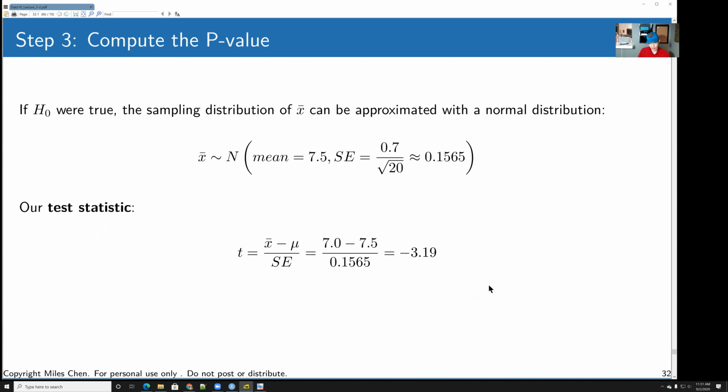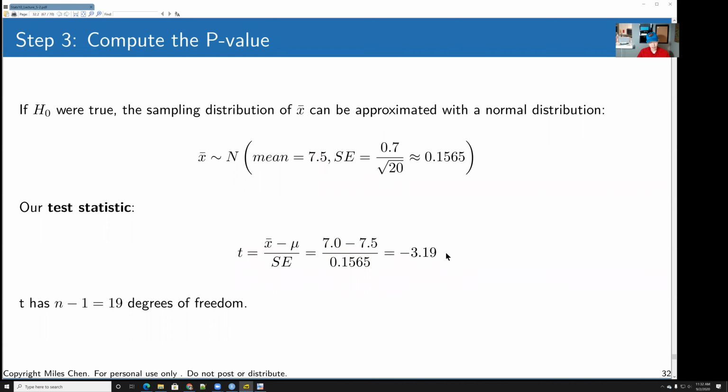Maybe the next part is going to be the part that feels a little bit strangest here. I'm going to get a test statistic, and I'm going to call it t. We calculate it the same way we find a z-score, but we call it t because we're going to use the t distribution instead of the normal distribution. We do x bar, the value that we've observed, 7.0, minus the mean we expect in our sampling distribution, which is 7.5, our population mean, and we divide by our standard error. And I get a t-score of negative 3.19.